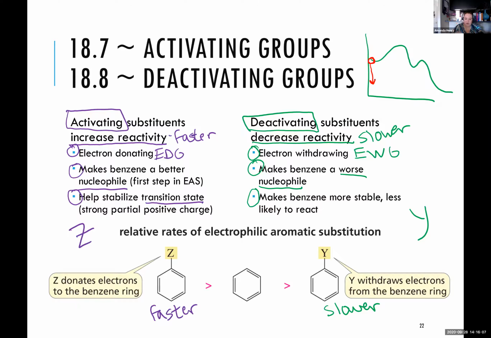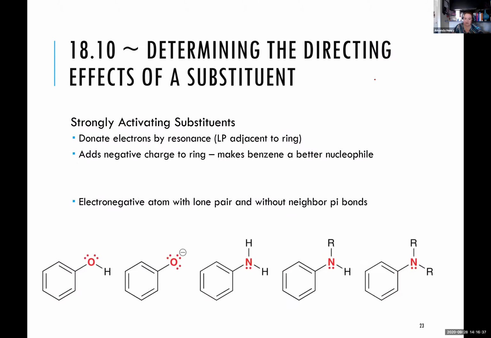So we're going to look at what we can classify into each of these categories. And of course, it's not just two categories. Within each of these, we break it down even further. And so our activating substituents are going to be strong activators, moderate activators, and weak activators. And then the same thing for the deactivating substituents. So there's going to be 6 categories altogether.